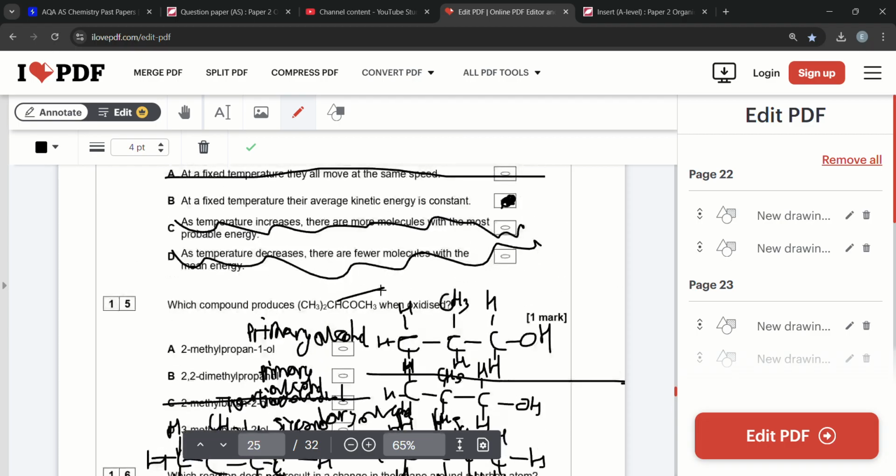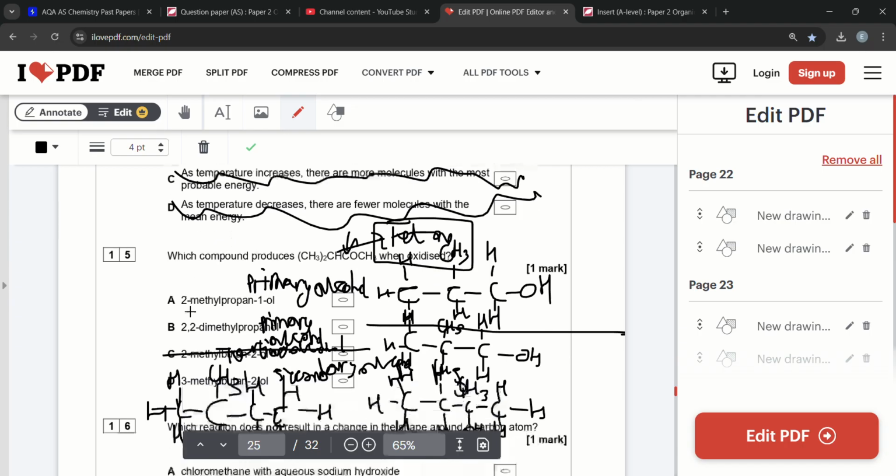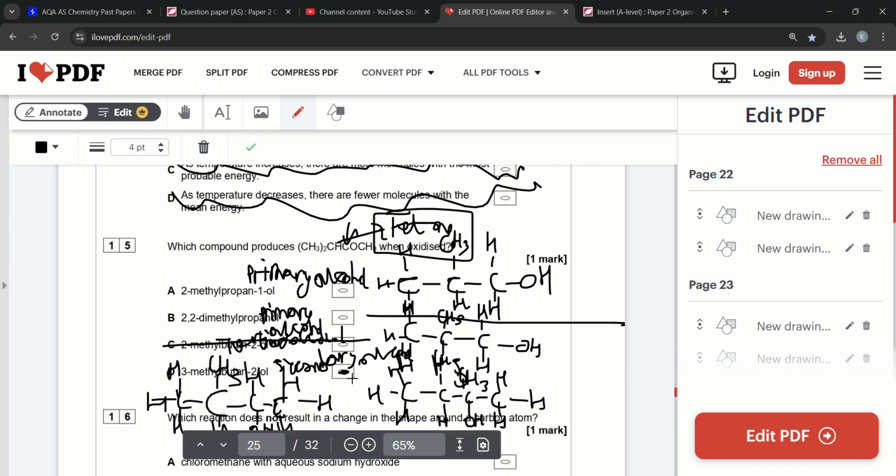And obviously, what is this? This is a ketone. I was just a bit confused whether it's a ketone or aldehyde. It's obviously a ketone. It's got the C double bond O in the middle of the carbon chain. And secondary alcohols are oxidized to ketones. Therefore, the answer must be D, because that is a secondary alcohol. That's the only secondary alcohol.